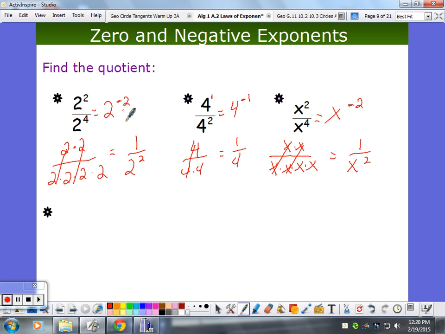2 to the minus 2 is 1 over 2 squared. 4 to the minus 1 is 1 over 4. X to the minus 2 is 1 over x squared. What's going on if you have a power, when you have a negative exponent? Yeah, what's going on there, Ryan? It's a fraction, and that power is the denominator. This number right here is a fraction. It's 1 over a to the n, positive.